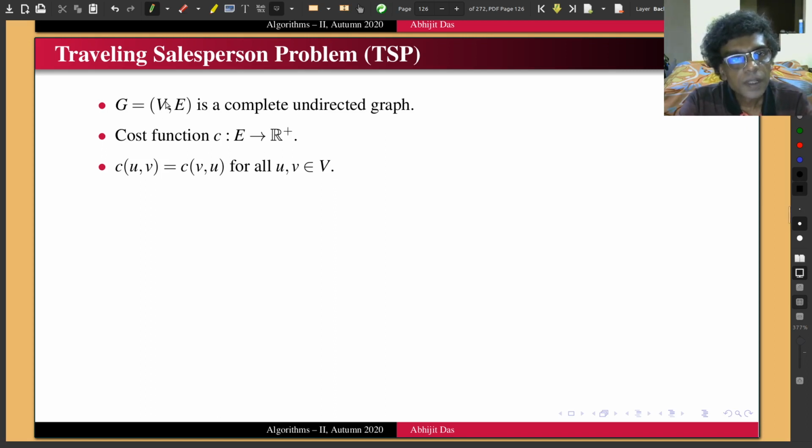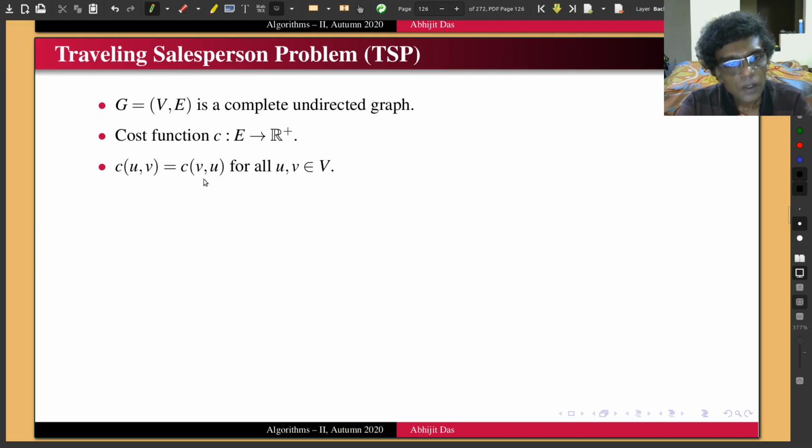Now, the vertices in this graph may be considered as some locations like cities, and edges are highways or airways between pairs of cities, and this cost is basically the cost of travel from one city to another, and we assume that the to and fro costs are basically the same. U to V cost is same as the V to U cost.